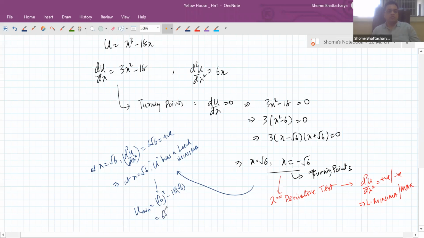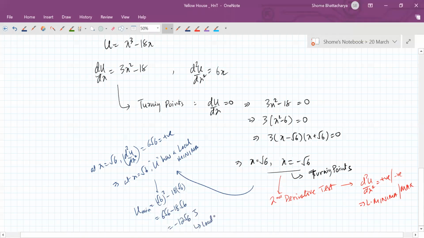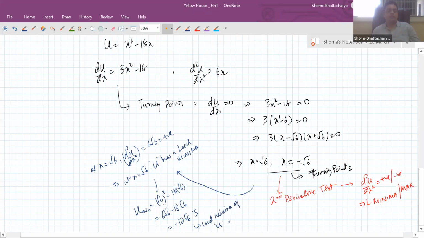So 6 root 6 minus 18 root 6, so minus 12 root 6 joules. This is the local minima of the potential energy, and it occurs at the point x equal to root 6.